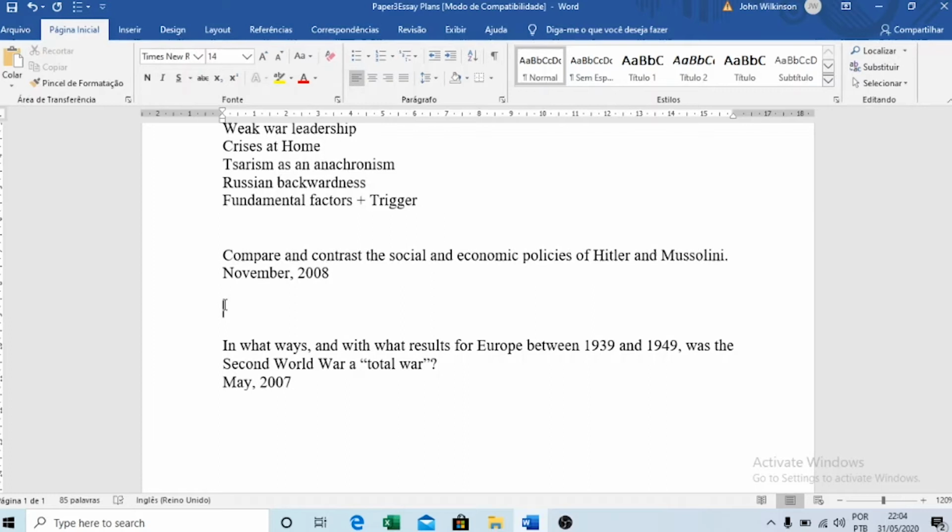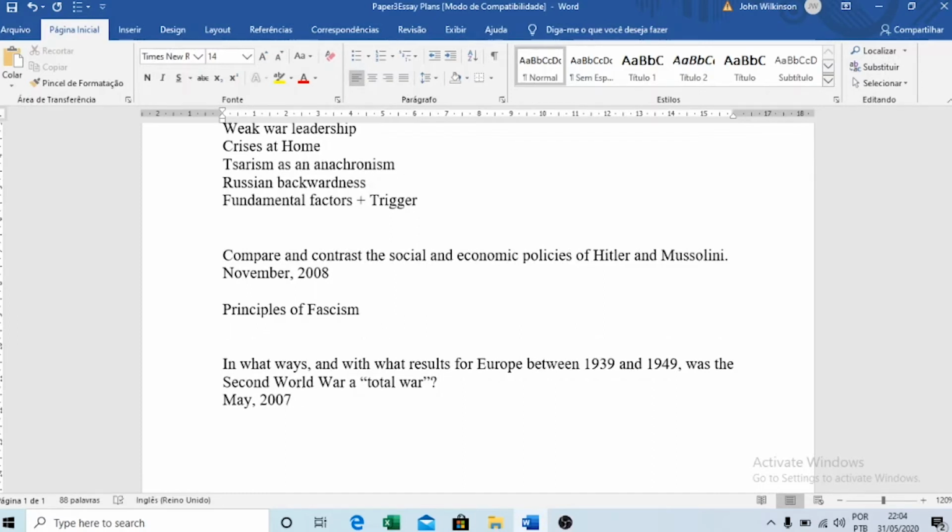But what's my introduction going to be? Well, right. Interestingly, this is a question that has two fascist leaders. So my intro would be, I think, to outline principles of fascism. I'm not going to spend too long on it, but I should be able to bring those principles into my essay. I hopefully will be earning marks as soon as I start scribbling on that paper.